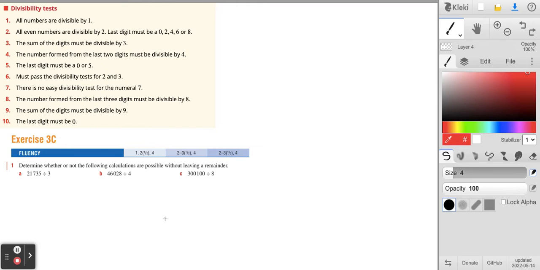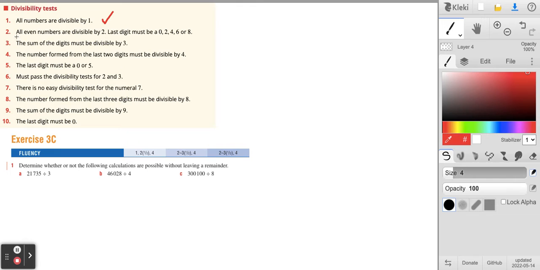So for exercise 3C, you need to know how to use our divisibility tests in order to determine whether or not you have a remainder being left. For example, if you're trying to divide a number by 1, we know that all numbers are divisible by 1, so you're not going to get any remainder. So all numbers can be divided by 1.